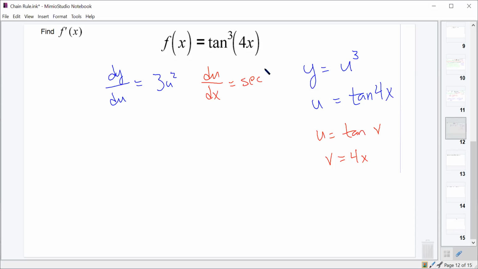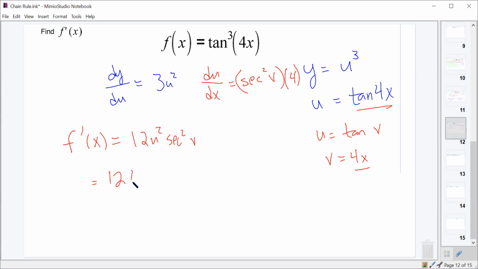Secant squared v. Secant squared v, and what's the derivative of 4x? Just 4, right? So what do we get as we put all this together? We got 12. We'll just call it f prime of x instead of dy dx. F prime of x is 12 u squared secant squared v. And all we have to do is replace the u's with our u's and our v's with the v. So this ends up being 12 tangent squared 4x secant squared 4x.